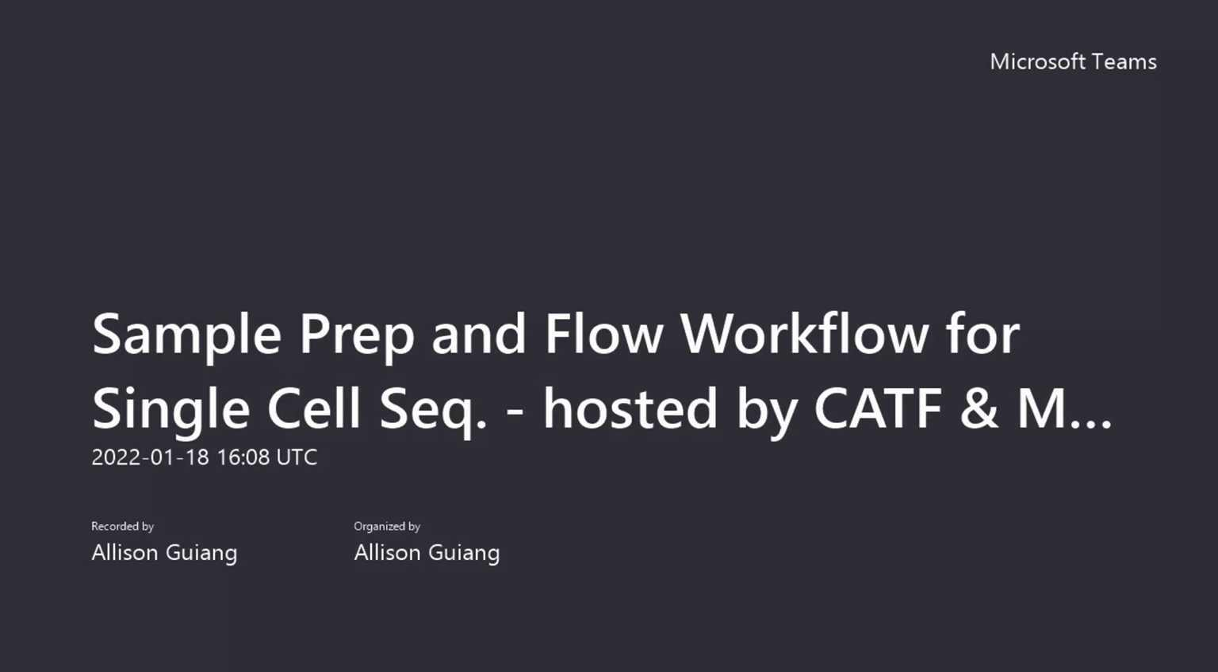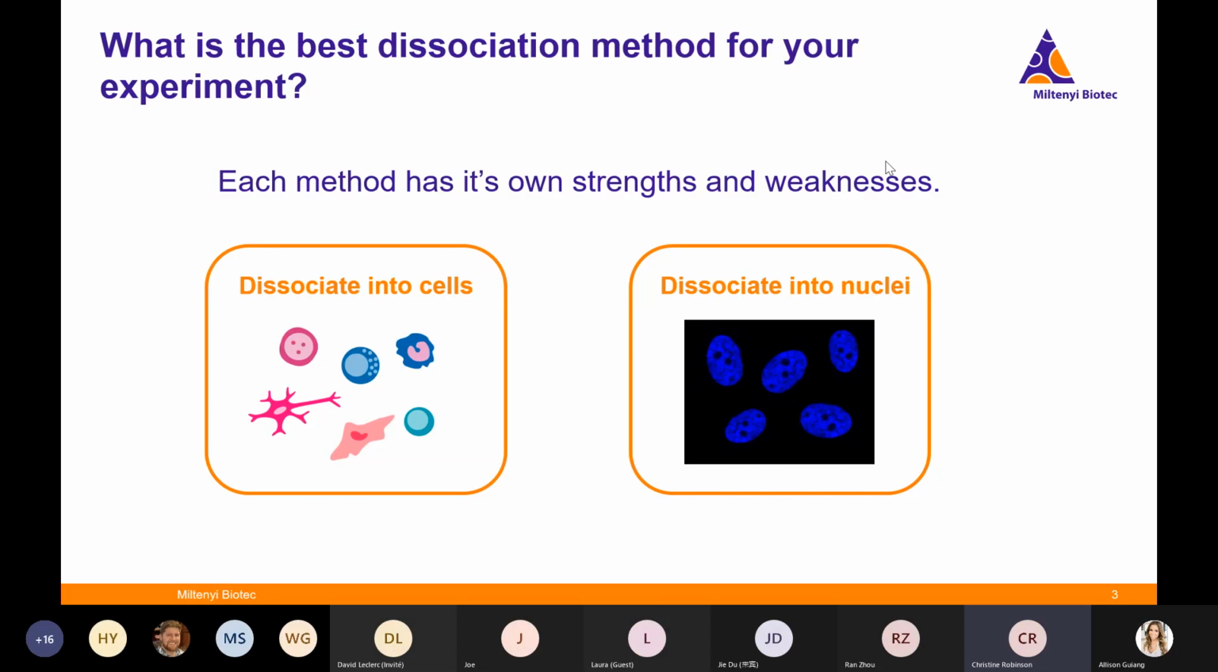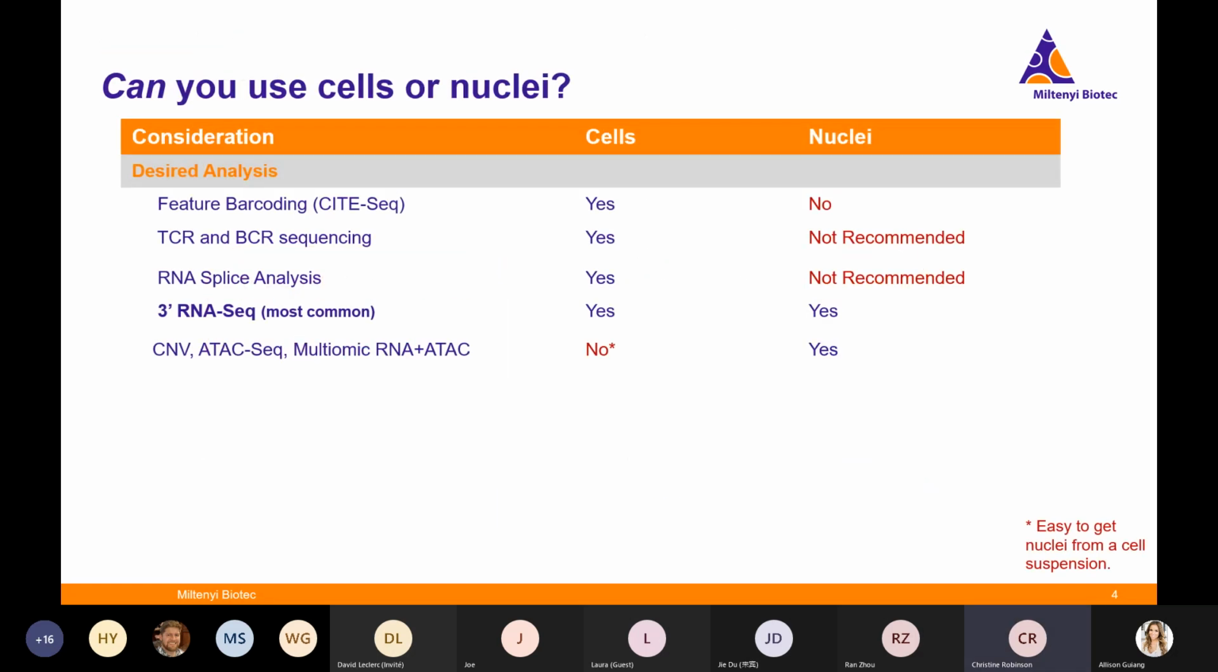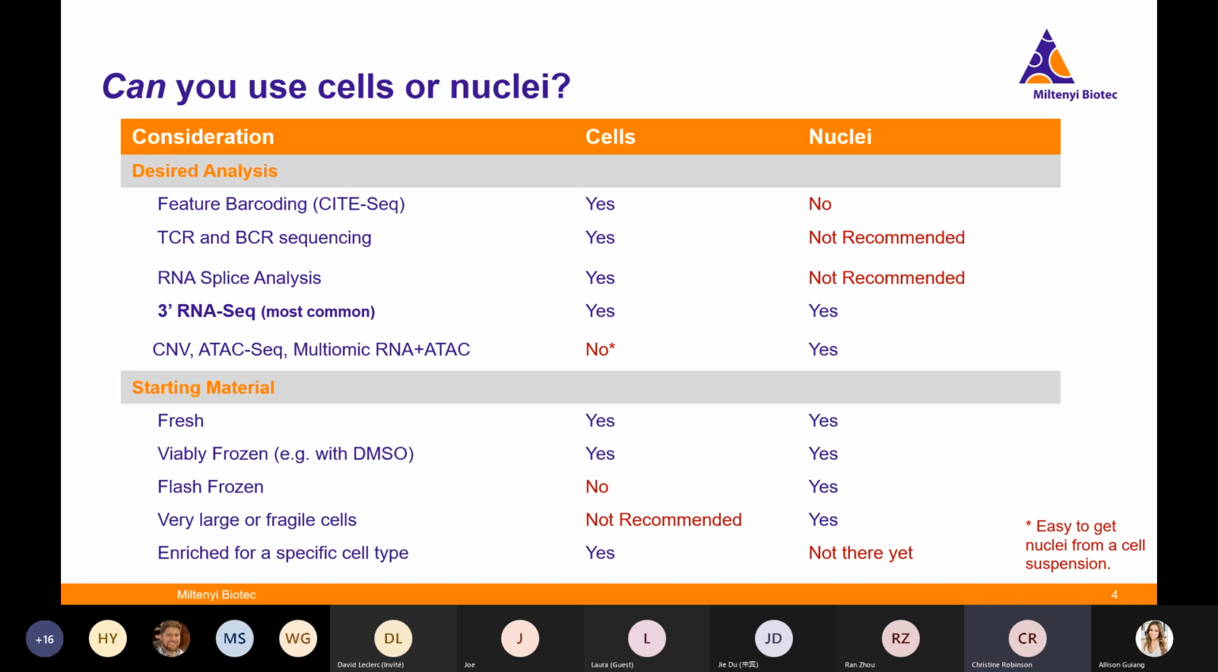Depending on what your starting material is, you might not have the choice. So if we click through the next slide, a couple of things you should consider are both your downstream analysis and your starting material. Cells are recommended for things like site-seq or TCR and BCR sequencing, RNA splice analysis, but they're actually not recommended for things like ATAC-seq.